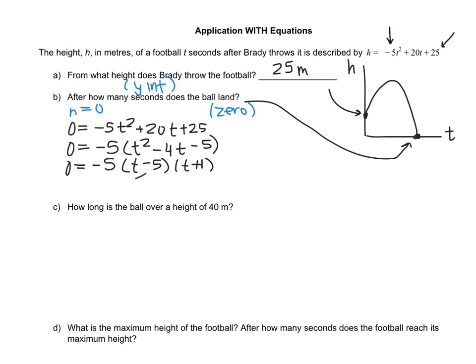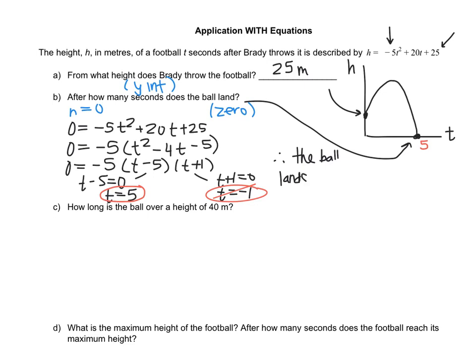And from this, I would set my brackets equal to 0, and I will solve for t. So t equals 5, or t equals negative 1. Now negative 1 does not make sense because the ball did not land negative 1 seconds ago. So 5 would be your answer, and that would be the x-intercept. So therefore, the ball lands after 5 seconds. And you do need a therefore statement. So in this scenario, the clue that you're looking for the x-intercepts is the word landing.